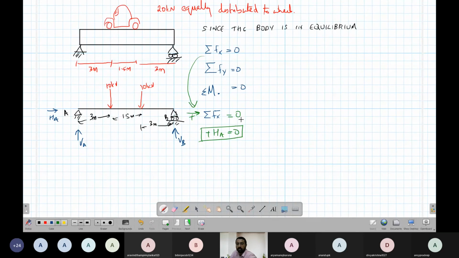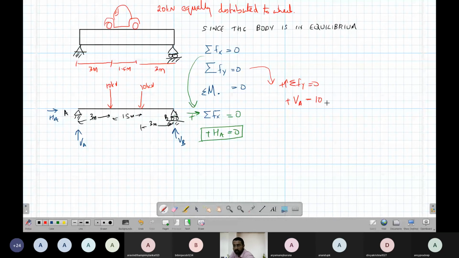Next, we will take summation of Fy equal to 0. Let's say up as positive. In the vertical direction, we have a VA. VA is upward, so it's positive. Afterwards, we have a 10 kilonewton downward, so it's negative.